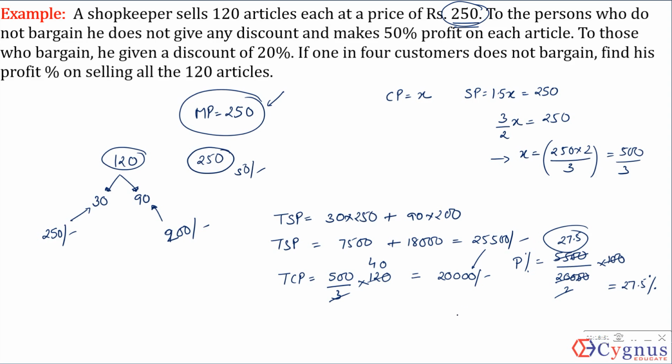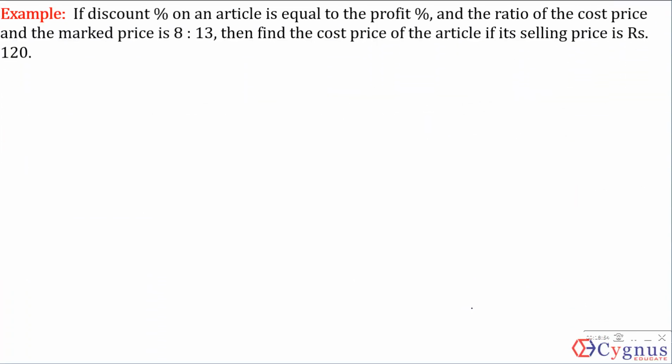Okay, let's look at the next one. If the discount percent on an article is equal to the profit percent and the ratio of the cost price and the mark price is 8 is to 13, find the cost price of the article if its selling price is rupees 120. Fine. Since the ratio is given, let's assume that the cost price is 8x and the mark price is 13x. Now what's given here? The ratio of the cost price and mark price is 8 is to 13 and the discount percent on the article is equal to the profit percent. And the selling price is given equal to how much?